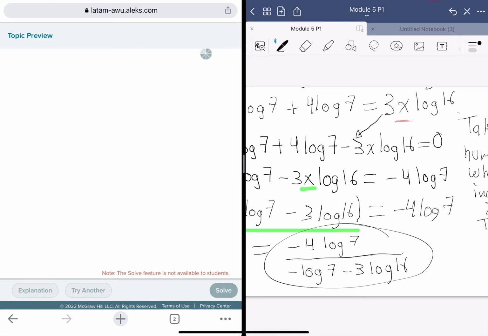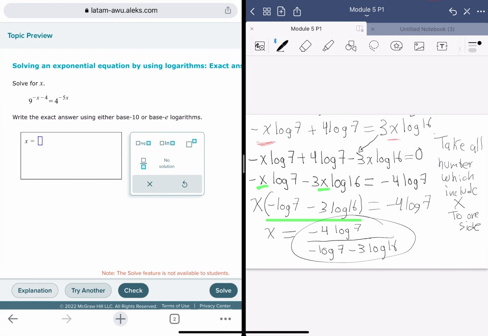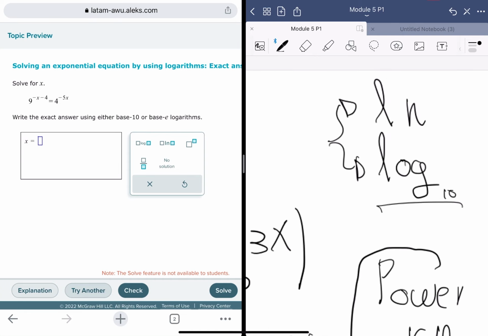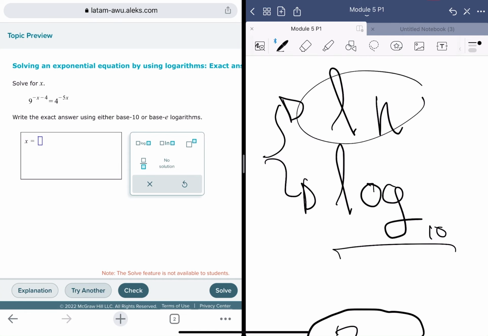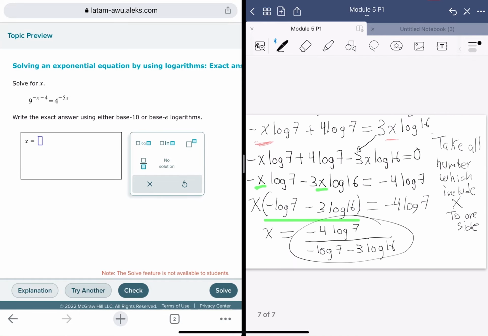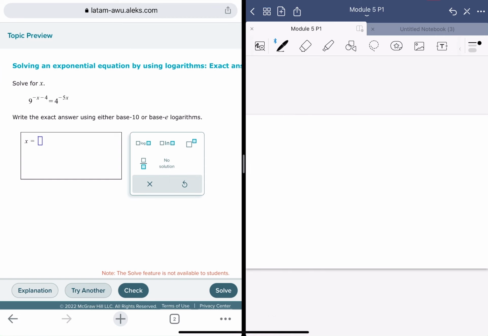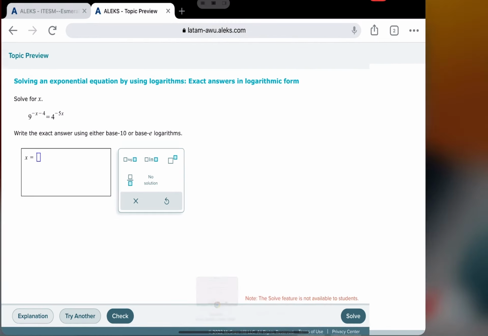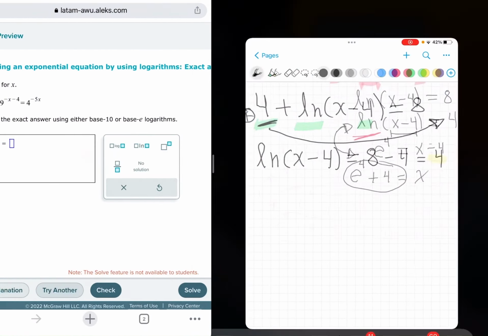Let's try to do another one because this was a little bit harder. But remember that at the beginning I told you there were two possibilities, using natural logarithms or logarithm base 10. So for this exercise in particular, let us use the natural logarithm form. Okay, let's do that here.